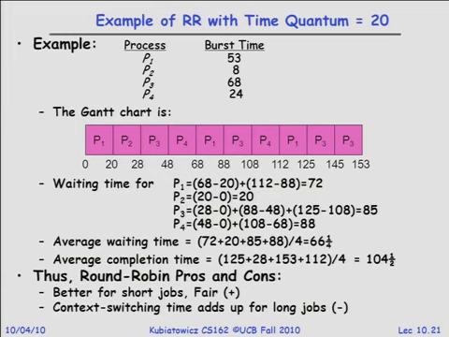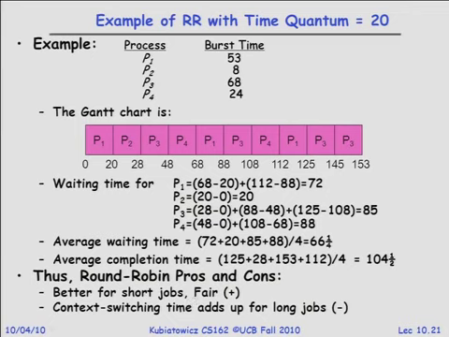Pros of this: it's better for short jobs. So you could say it's, I don't know, is it fair? Maybe. Context switching time adds up on long jobs. So a long job being switched out a lot ends up being longer than it would have been otherwise, both because other things are in the middle of it and because there is overhead.